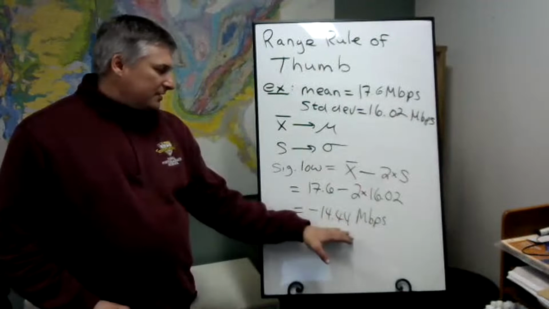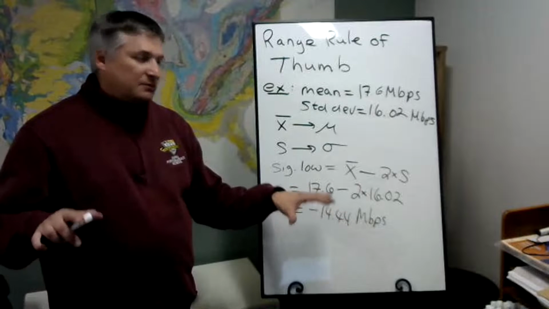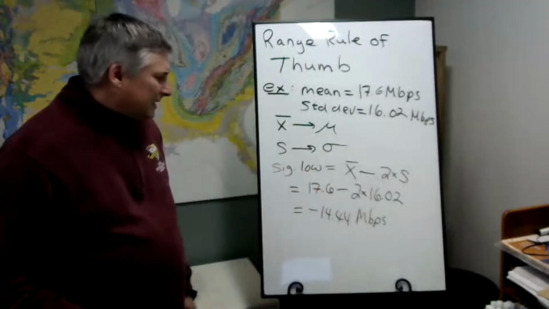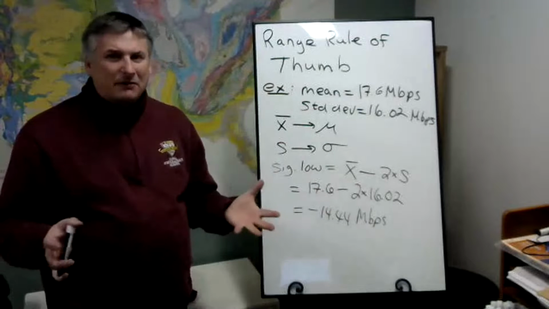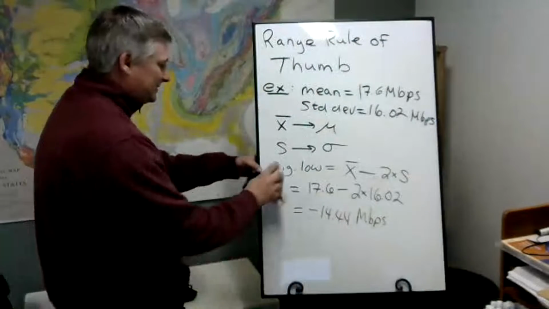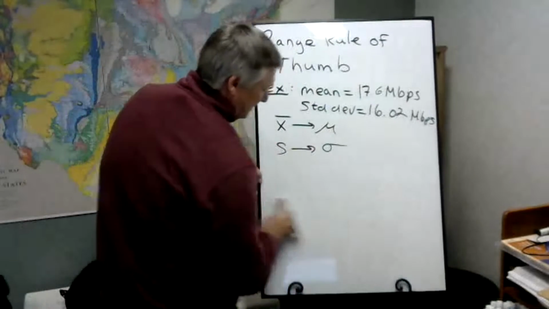Anything that's less than this would be considered significant, and we'll talk more about what significant means later. It's not really honing in on the average. So that's the significant low. Let's look at the significant high.